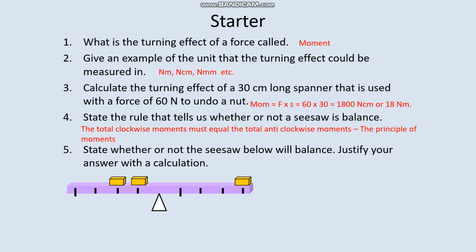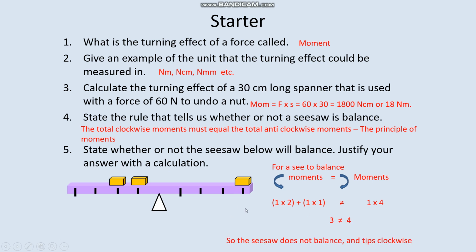And finally, state whether or not the seesaw will balance. Justify your answer with the calculation. Well, applying the principle above, anti-clockwise moments must equal clockwise moments if it's to balance. 1 times 2 plus 1 times 1 is not equal to 1 times 4. So 4 is greater than 3, so it will tip in a clockwise fashion.